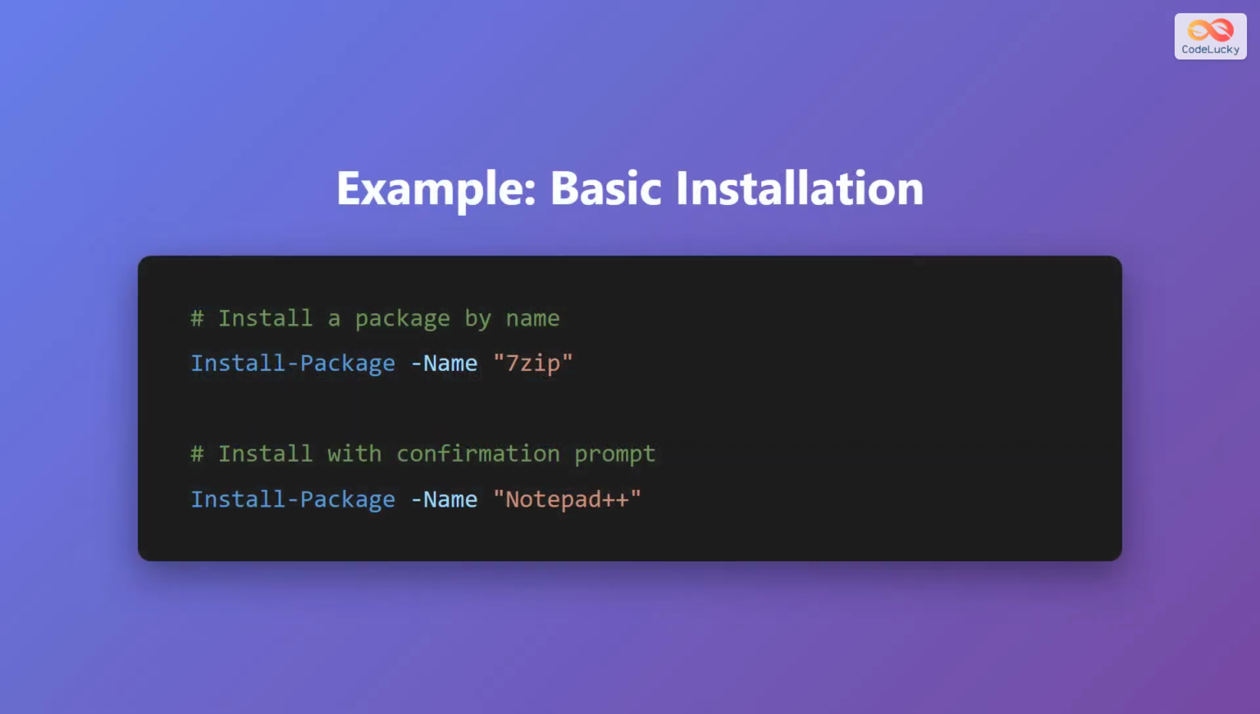Here are some basic installation examples. To install 7-Zip, you would type Install-Package -Name 7-Zip. For Notepad++, the command would be Install-Package -Name Notepad++. By default, these commands will prompt you for confirmation before proceeding with the installation, allowing you to review what will be installed.